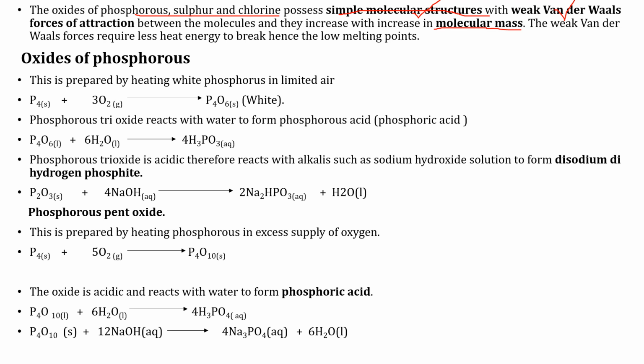That means that this structure is going to be weak, and thus easily overcome, leading to a lower melting point. Now let's look at how some of the oxides of phosphorus are prepared, and these are prepared by heating phosphorus in oxygen. In limited oxygen, we form phosphorus(III) oxide. Phosphorus(III) oxide is written in this form and is white in color. When dissolved in water, we form phosphorous acid. So phosphorus(III) oxide, when dissolved in water, forms phosphorous acid. Take note and be aware of that.